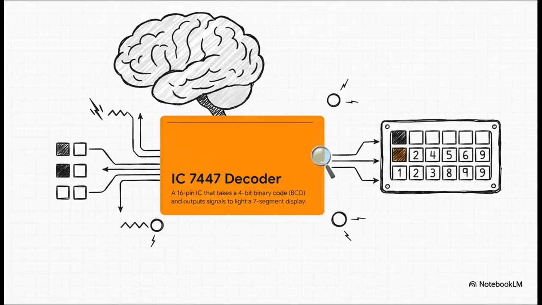Let's zoom in on the brain for a sec. The IC7447 is this specialized little chip. Its entire purpose in life is to listen for that 4-bit BCD signal, and based on whatever code it hears, it knows exactly which of its output pins to turn on to create a number. It's the crucial translator in our whole operation.